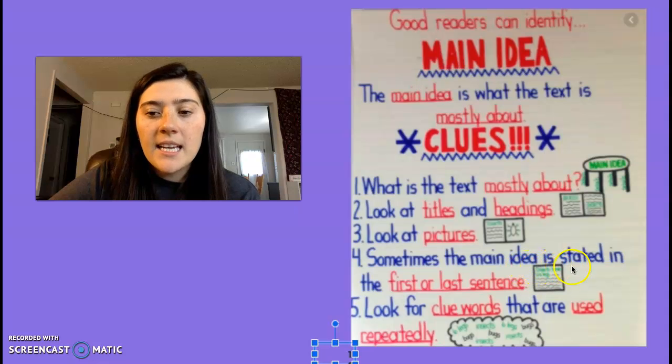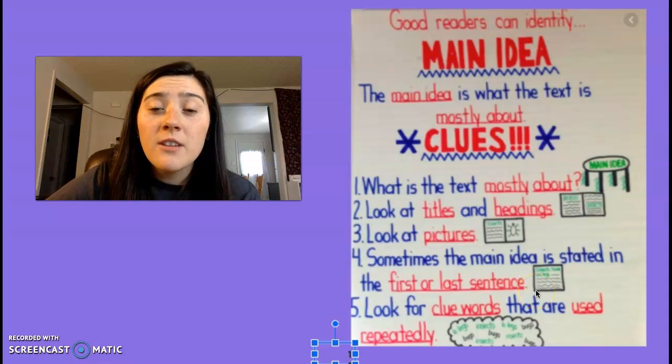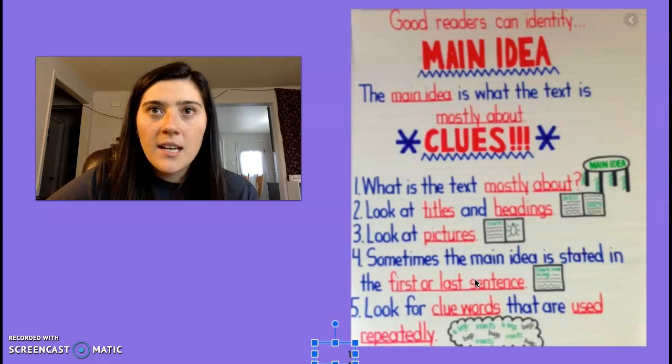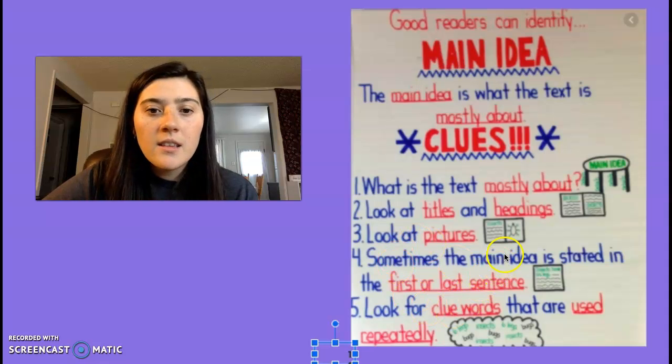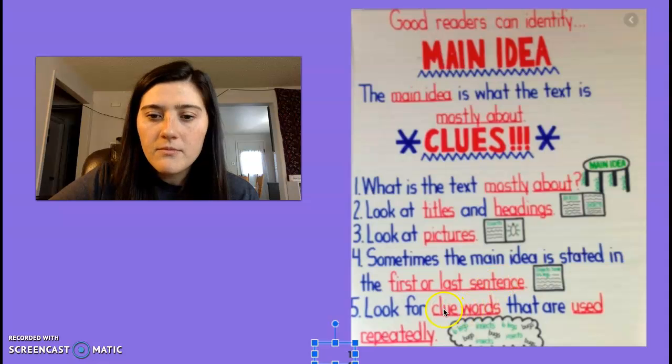Sometimes the main idea is stated in the first or last sentence. So as I read today, when I read the first page, be looking for that clue to help support the main idea, okay? And then we will not be reading the last part of the book. We will only be reading half of the book for this week.